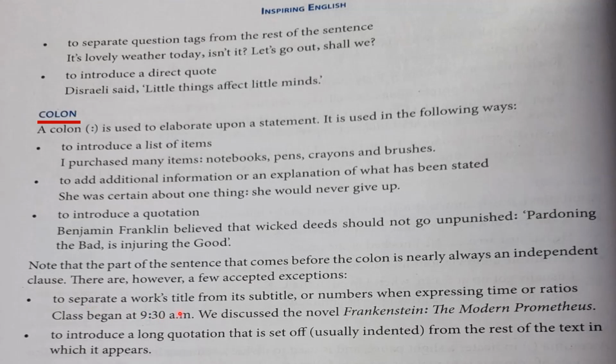So, a colon is used to separate a work's title from its subtitle, or numbers when expressing time or ratios. Example: class began at 9:30 a.m. We discussed the novel Frankenstein: The Modern Prometheus. So this is extra information about the novel. It is also used to introduce a long quotation that is set off, usually indented, from the rest of the text in which it appears. If the quotation is long, you have to break it with the help of a colon.